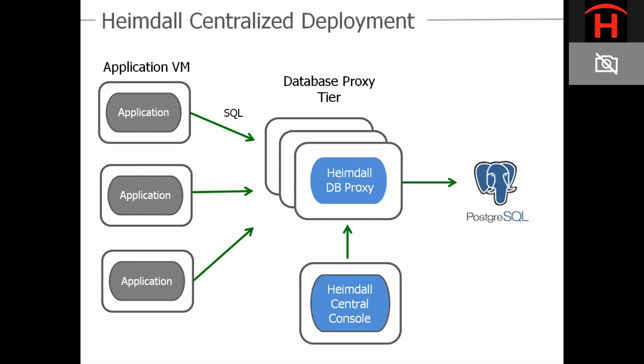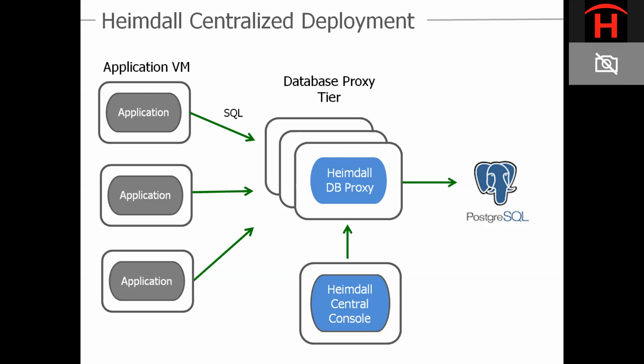So the way that you can deploy our proxy, again, is two ways. The first way is a centralized proxy tier. You can have multiple proxies for which the application instances talk to. And these proxies are being controlled by a central console. So the deployment is quite simplistic. There's a control plane, which is the central console, and there's a data plane, which are the proxies. And they speak on behalf of your Postgres backend.